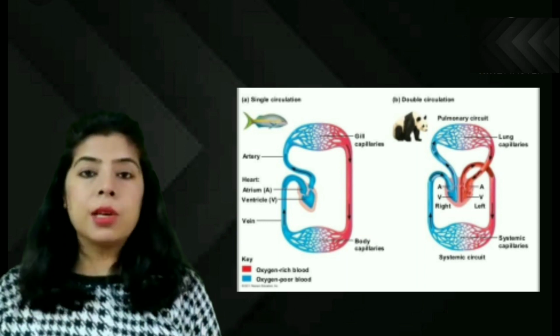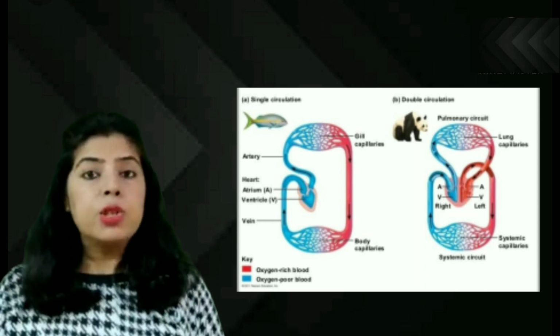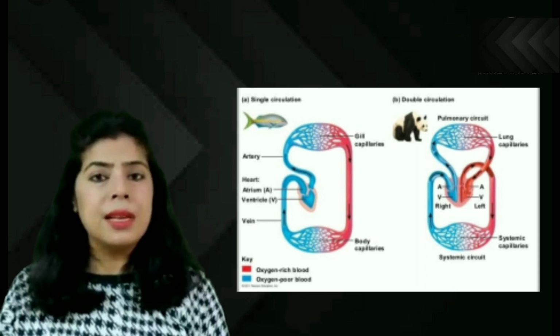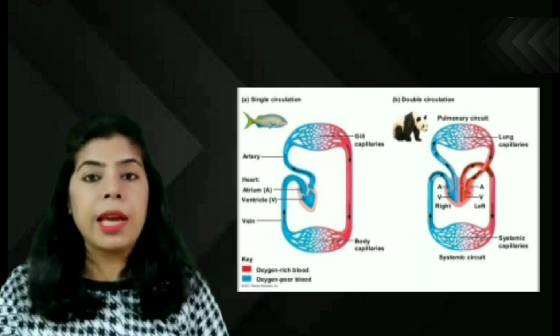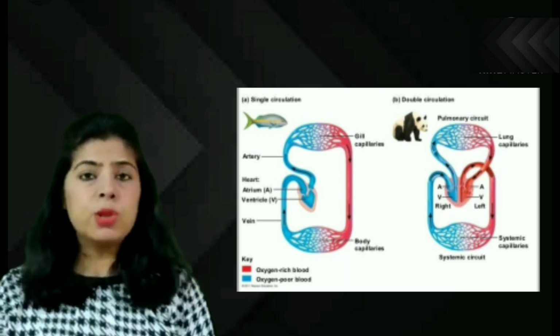And this single circulatory system is less efficient because it is not able to reach out to all the cells and tissues, because of which less energy is generated through this circulation, and that is why the metabolic activity of fishes is lesser than in case of other vertebrates. So understanding these three concepts is very, very important.